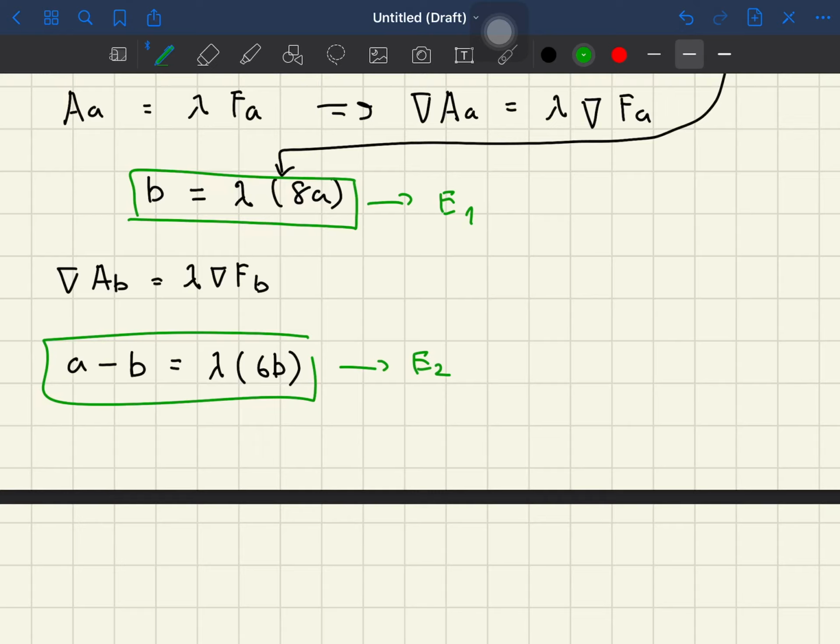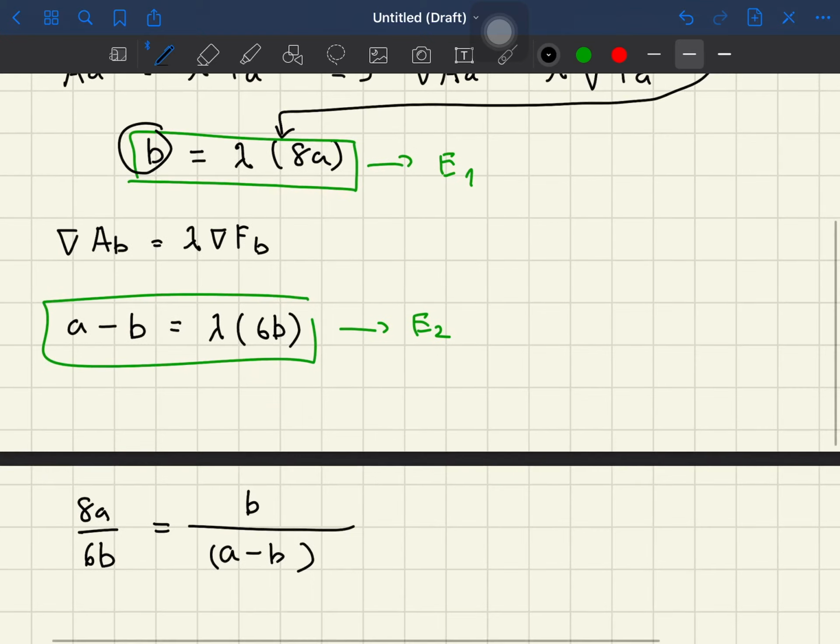So one of the methods I will suggest you to do is to focus on the ratio of A to B, because if you want to eliminate lambda, you have to divide equation 1 by equation 2. So you will get, in this case, on the right hand side, the lambda cancelled, and 8a divided by 6b equals b over a minus b.